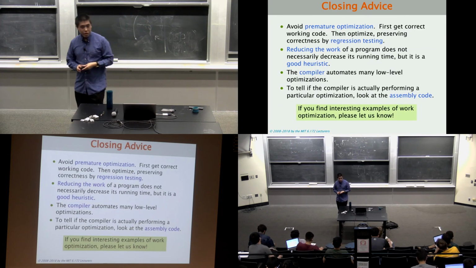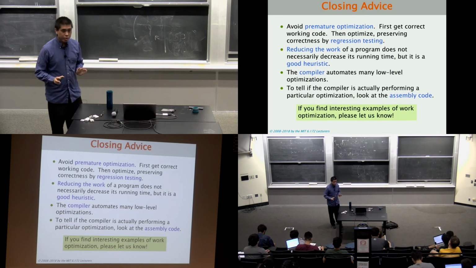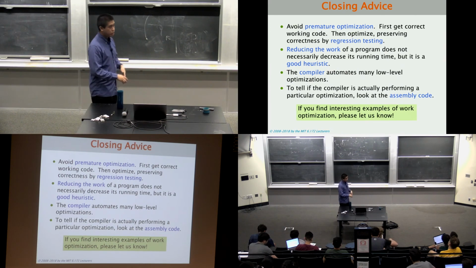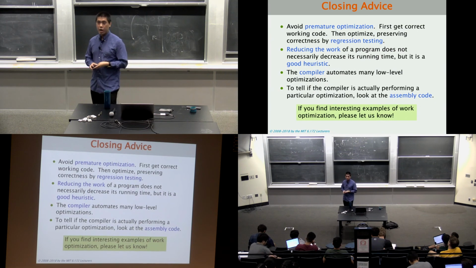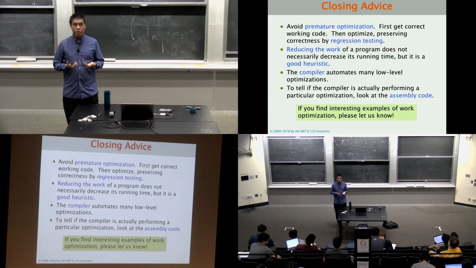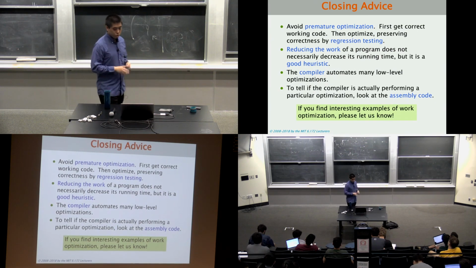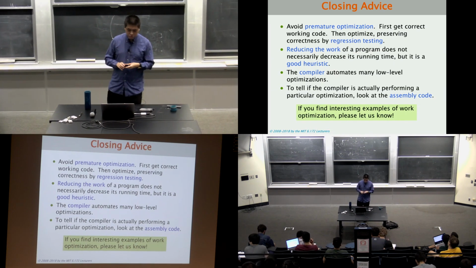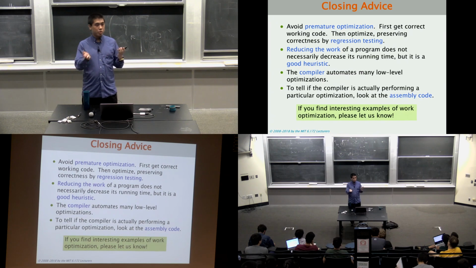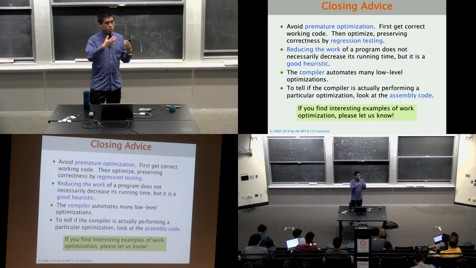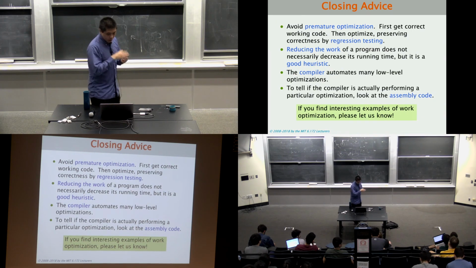And some closing advice is you should avoid premature optimization. All of the things I talked about today improve the performance of your program, but you first need to make sure that your program is correct. If you have a program that doesn't do the right thing, then it doesn't really benefit you to make it faster. And to preserve correctness, you should do regression testing. So develop a suite of tests to check the correctness of your program every time you change the program.